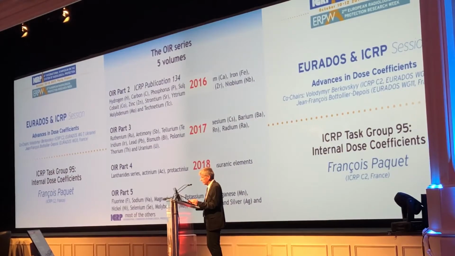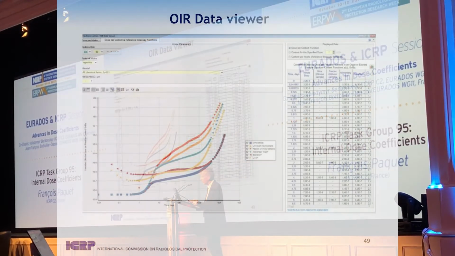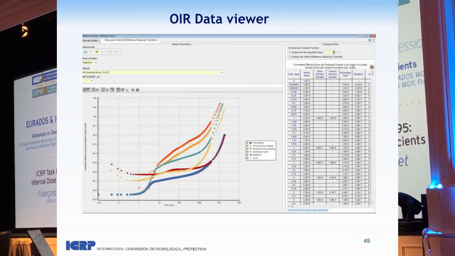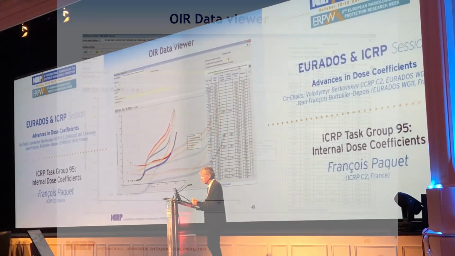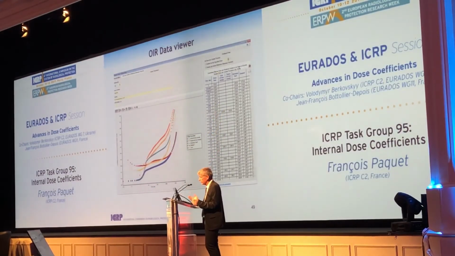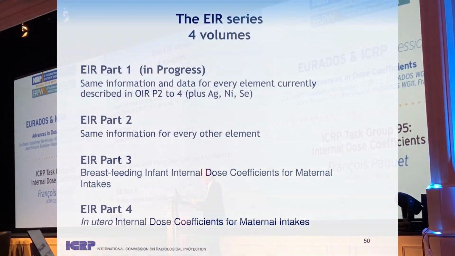This OIR series provides information plus dose coefficients, but it is also provided together with a data viewer that will allow you to directly have the information you need in terms of dose coefficient, reference bioassay function, or anything else, using this software, which is kindly provided by Vlad and colleagues. You can find everything on the ICRP website.